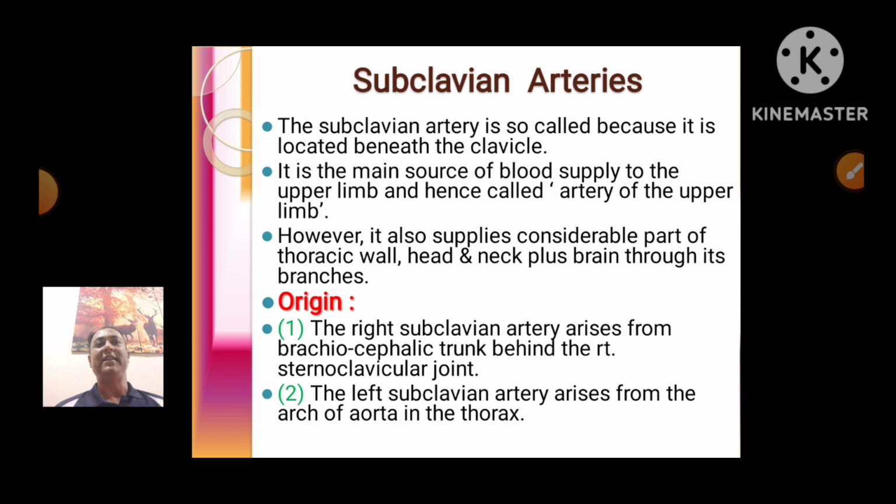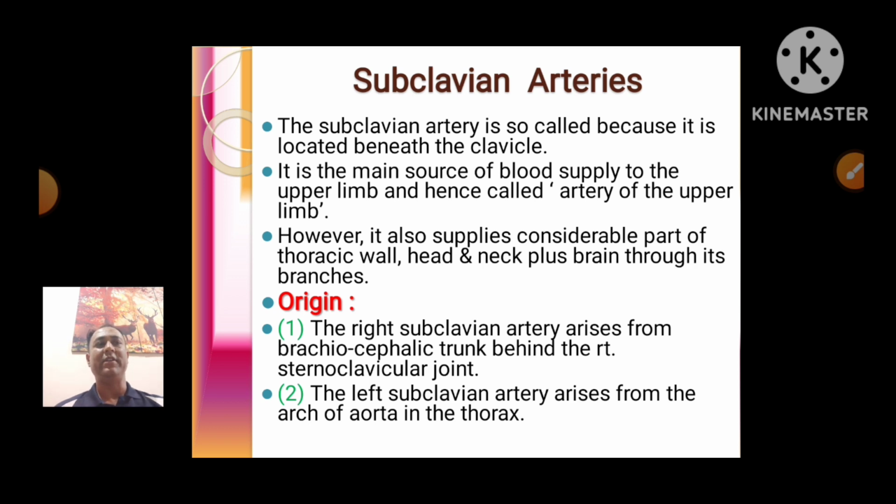So first we will see the origin of the subclavian artery, from where it arises. So there are two subclavian arteries, right and left. The right subclavian artery arises from the brachiocephalic trunk behind the right sternoclavicular joint, while the left one arises directly from the arch of aorta.